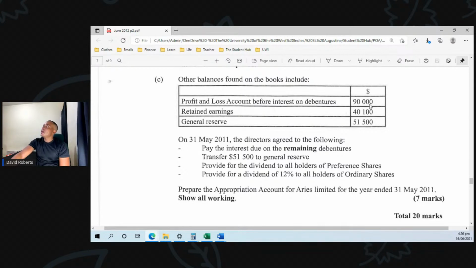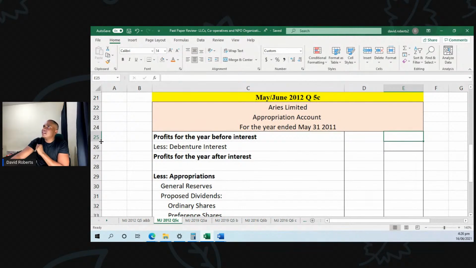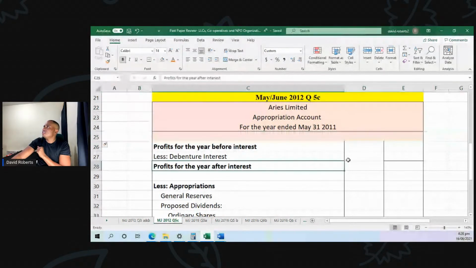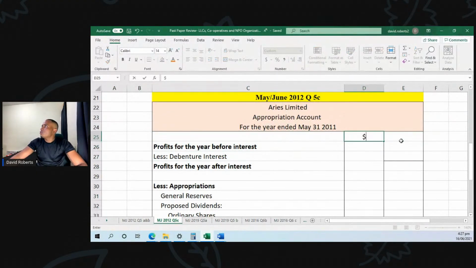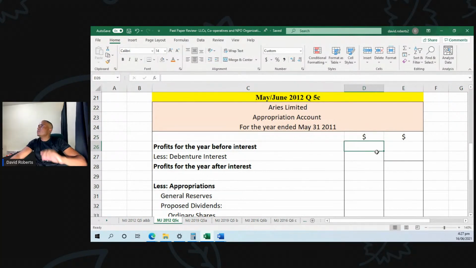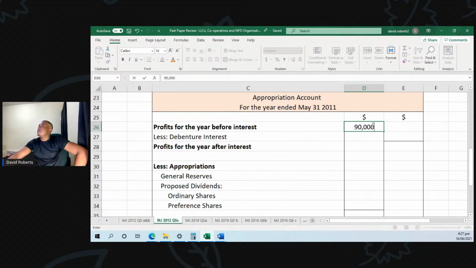So we have profit and loss account before interest on the debentures, 90,000. So you're going to enter the 90,000 here, and just remember the heading. This also needs our money value, our dollar signs, to show money. So we have 90,000.